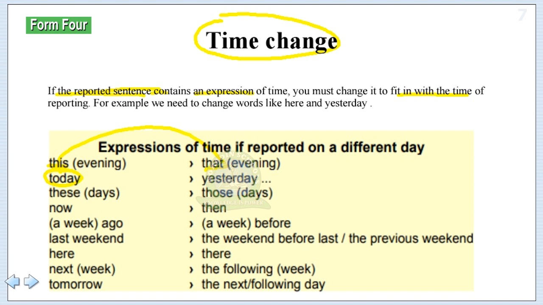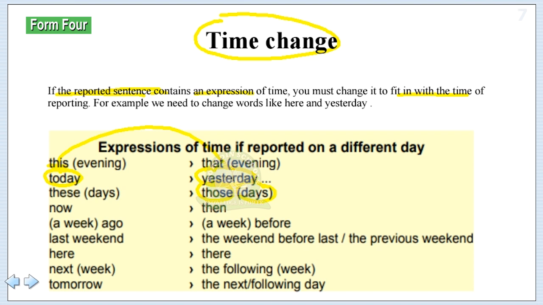What about these days? These days becomes those days. Leave the pronoun; the noun cannot be changed. But we are talking about this interrogative demonstrative adjective: this becomes those when you want to change into indirect speech.